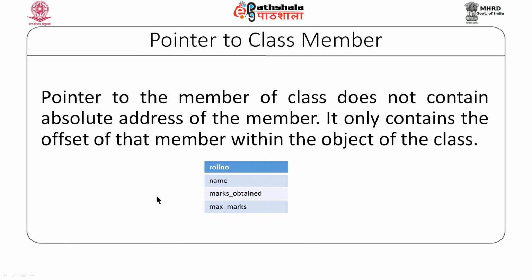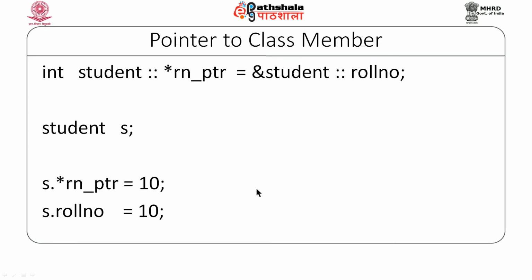It only stores the offset of that data member to which it is pointing within the object, and you would see that this offset for any data member will remain the same for all objects, because if I define another object, roll number would again be stored as the first member, name second, this third and fourth. So, within any object the base address of the object would be different, but the offset of all these data members within that object will always be the same.